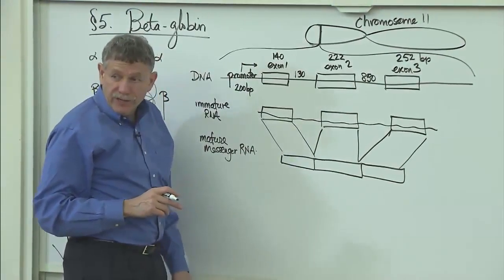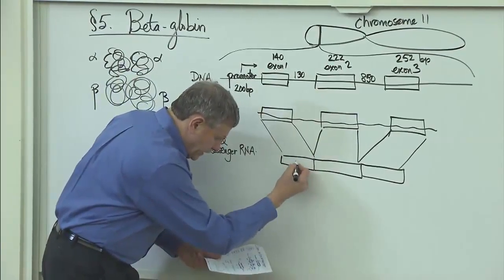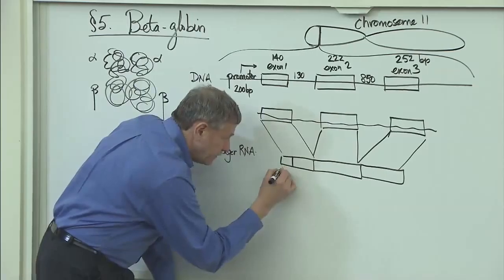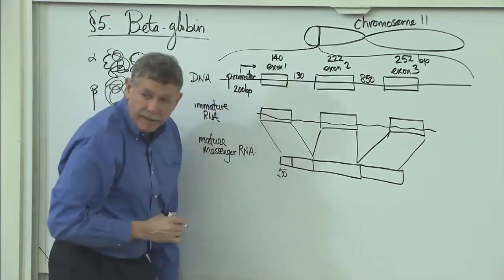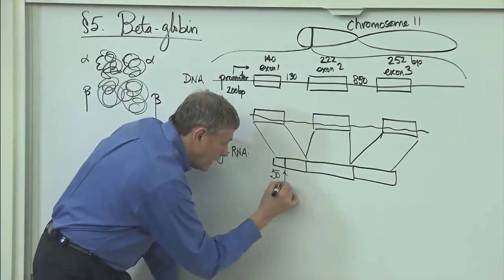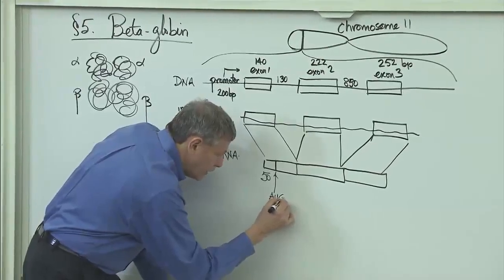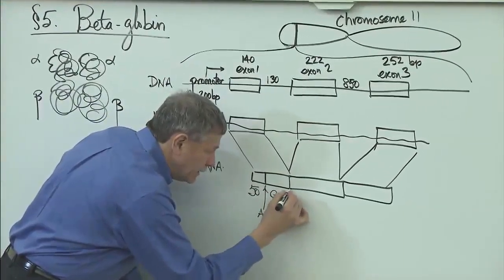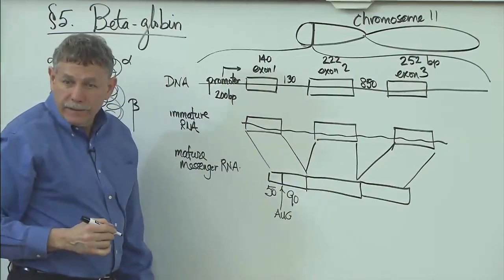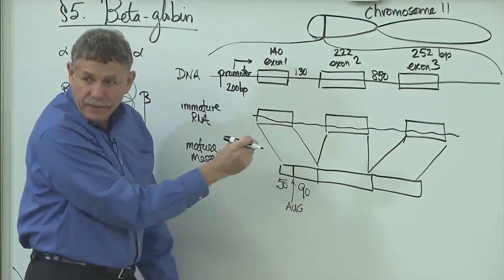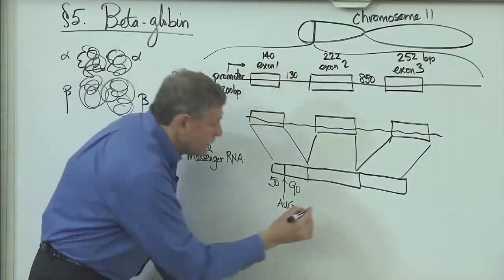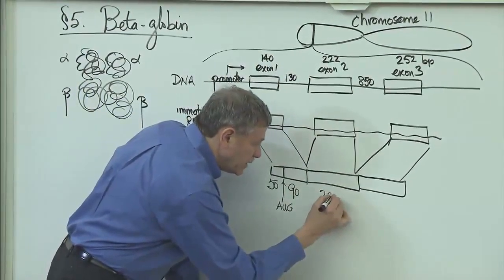There's an AUG somewhere in there, and it turns out that that's about 50 bases in. In fact, it is 50 bases in. So we have 50 bases in is where we get our AUG. Then there's about 90 bases to this junction. But of course, this junction is now connected. I'm just noting that there were 90 bases there. That adds up to my 140. Then we have our 222 bases.